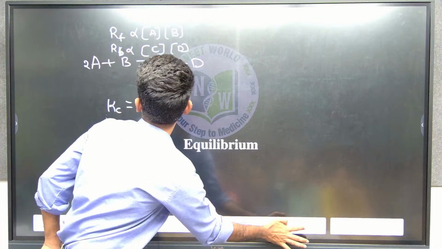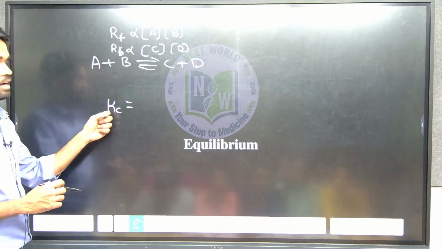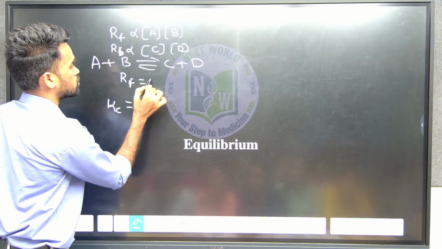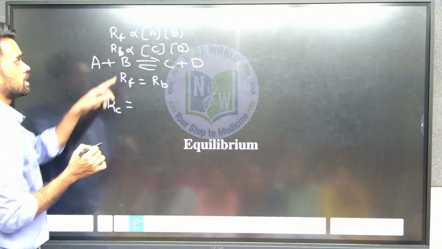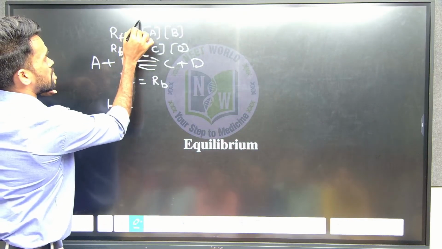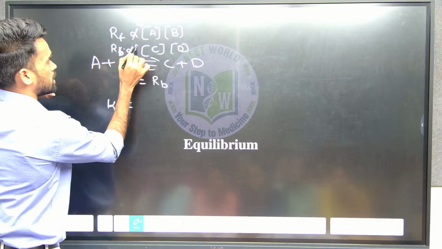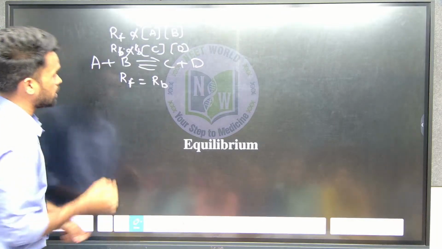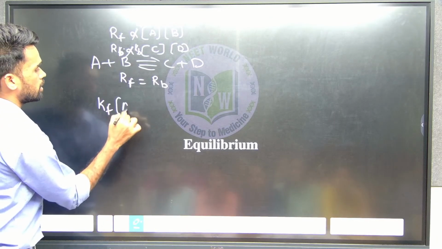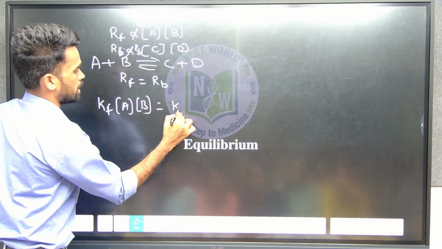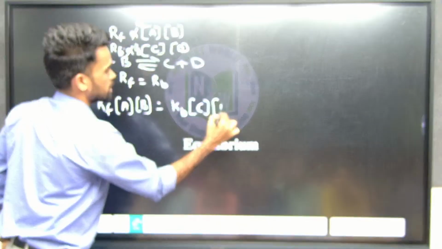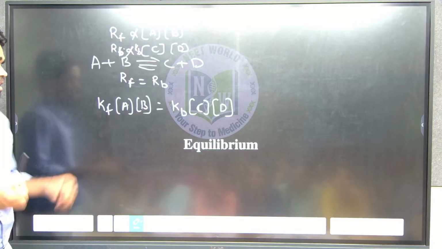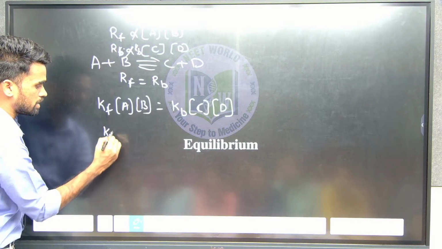Whenever I say a reaction is in equilibrium, how can you write that? Rate of forward equals rate of backward. From this, if I remove the proportionality and place a constant Kf, and here I remove the proportionality and write a constant Kb, then Rf equals Rb means what happens here? Kf into the concentration of A into B equals Kb into the concentration of C, concentration of D. Can we write it like this? Yes.